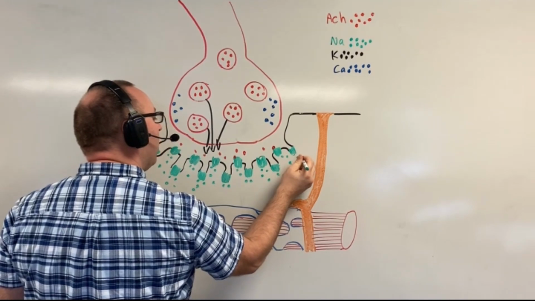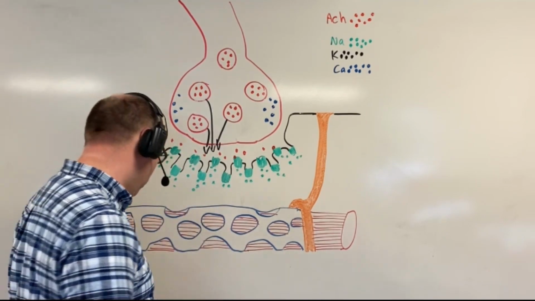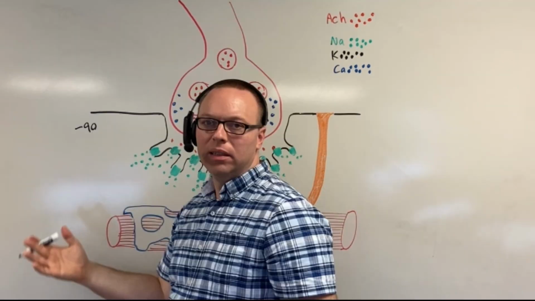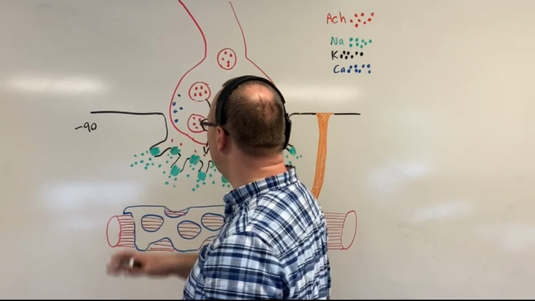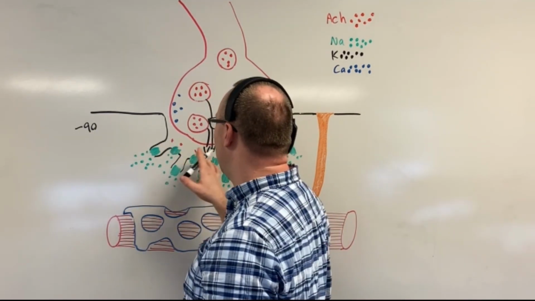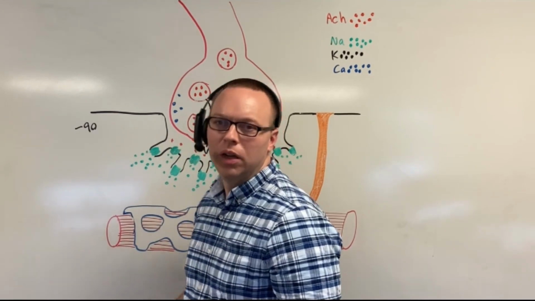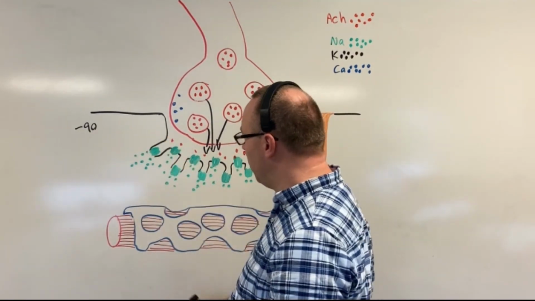And so what's going to happen is this muscle cell is normally at negative 90 millivolts, so it's more negative on the inside than on the outside. But as we open up more and more of these acetylcholine-gated sodium channels, sodium's flooding into the cell. Sodium's positive, and so when this becomes less negative, reaching negative 55 to negative 50 millivolts depending on who you read, something very important happens.